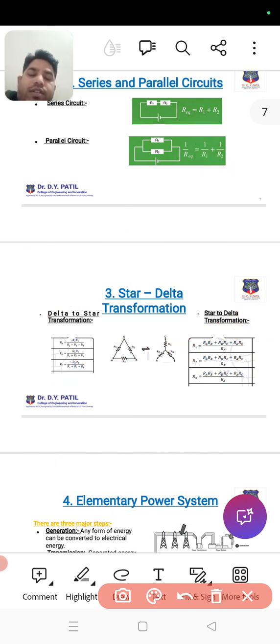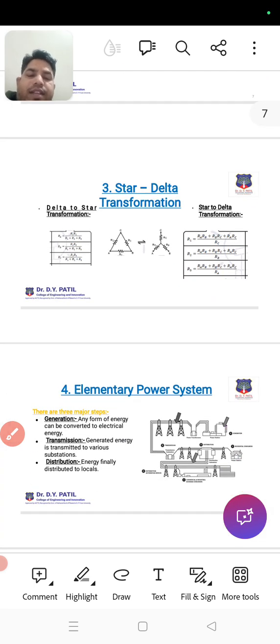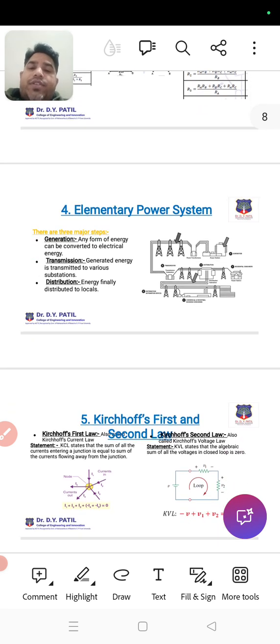This is all nothing but star to delta, delta to star. And same here, we have to take the product divided by the sum of the values, and it's all about the delta. We have already covered this in our lectures, so it's just a revision. I will shortly explain the derivation.